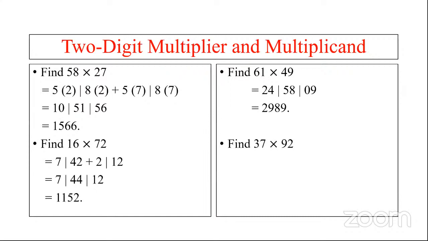Try this. Just a practice. 37 into 92. 27, 69, 14 are the parts. Partwise addition gives me 9404. Sorry, there is a mistake in typing. It should be 4, correct. Yes, it is 34, not 94. Sorry for that. The answer will be 3404, not 9404.